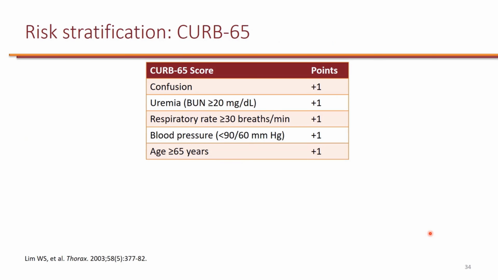So here's what CURB-65 is. The C stands for confusion. So if the patient has altered mental status, they get 1 point. The U is for uremia, or BUN of 20 or higher, which will give you 1 point. The R is for respiratory rate of 30 or higher, which will give you 1 point. The B is for blood pressure of 90/60 or less. And of course, the 65 is for age 65 or higher.